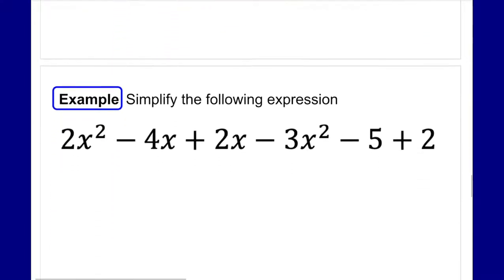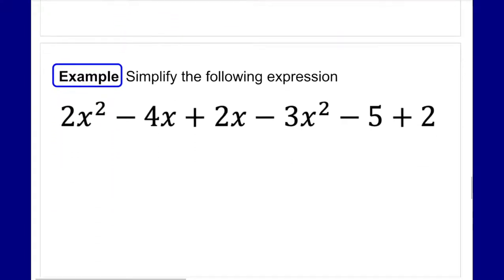Let's look at an expression now. So if we want to simplify the following expression, again, we're going to do the same thing. We want to find our like terms. So let's go through and find our like terms. We'll start with 2x squared.